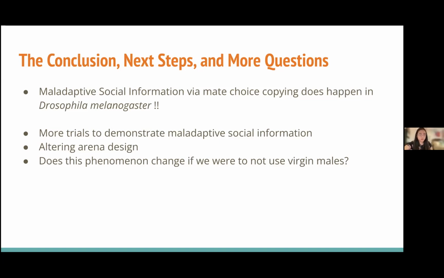There are a lot of trials that we've done where we need to edit the experimental design, because if she's not getting the first phase, if she's not getting the social information, the second choice female is actually not allowed to have any social information because she's never seen anything. So altering the arena design, and we're trying to see, does this change if we don't use virgin males?